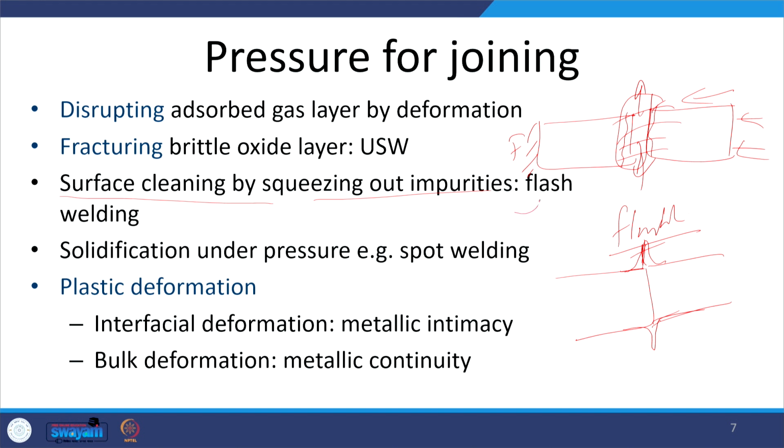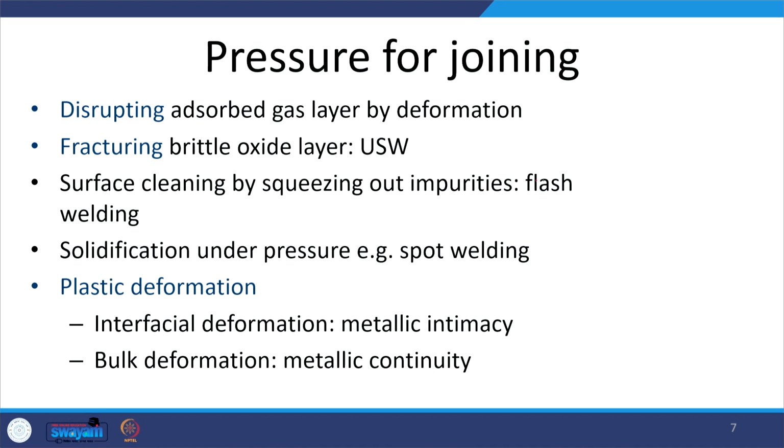So, the joint interface becomes like this. So, this is the interface zone, but for this to have the defect free interface, it is necessary that all impurities from the interface are removed, and that kind of removal happens especially in case of the flash butt welding, where surfaces get cleaned by removal of the impurities present at the surface.